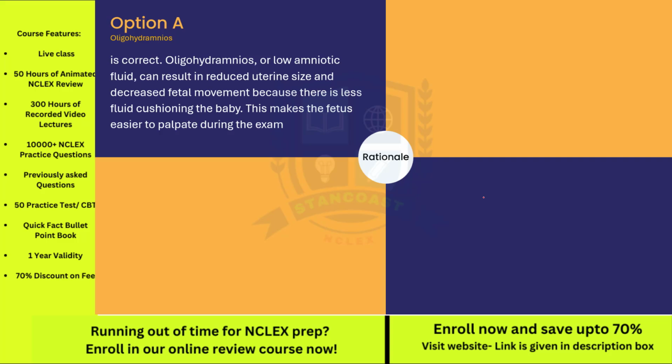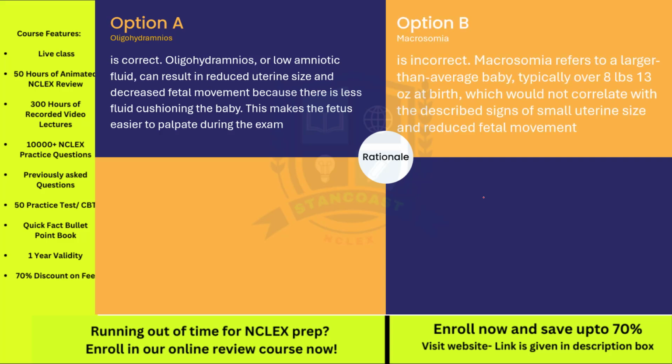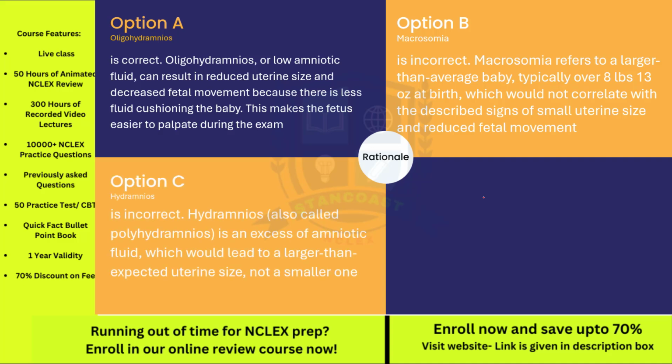B is incorrect. Macrosomia refers to a larger than average baby, typically over 8 lbs 13 oz at birth, which would not correlate with the described signs of small uterine size and reduced fetal movement. C is incorrect. Hydramnios, also called polyhydramnios, is an excess of amniotic fluid, which would lead to a larger than expected uterine size, not a smaller one.